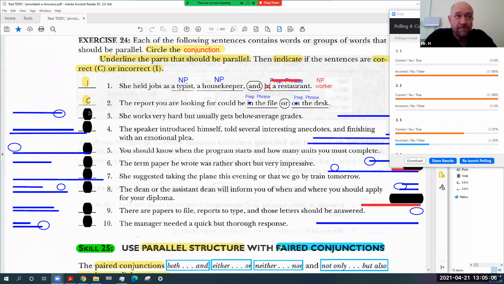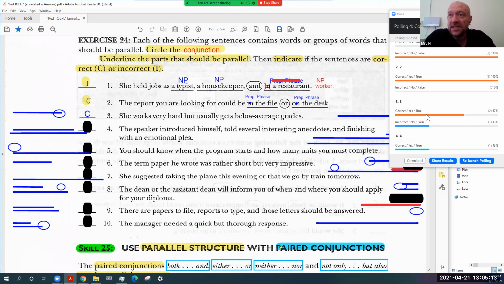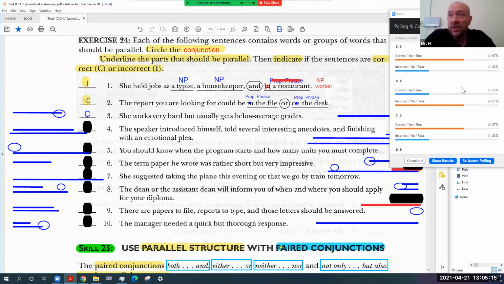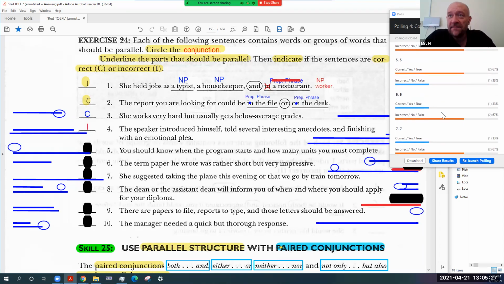So let's see. Bingo. How about number 4? It's 1 and 2. Faraz, what do you think? Incorrect. Good. Okay, now number 5. It's 2 to 1. What do you think for us? Number 5? Correct.